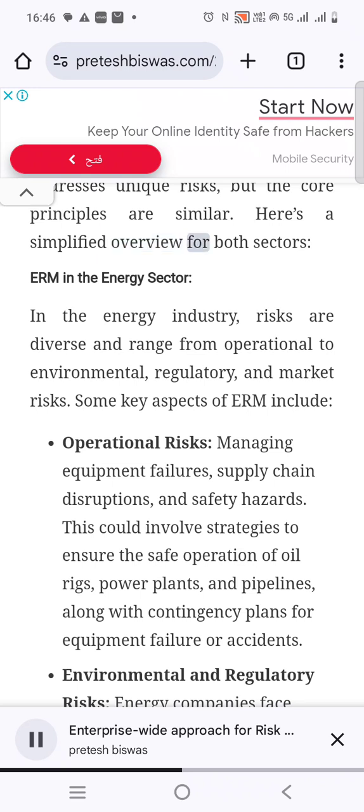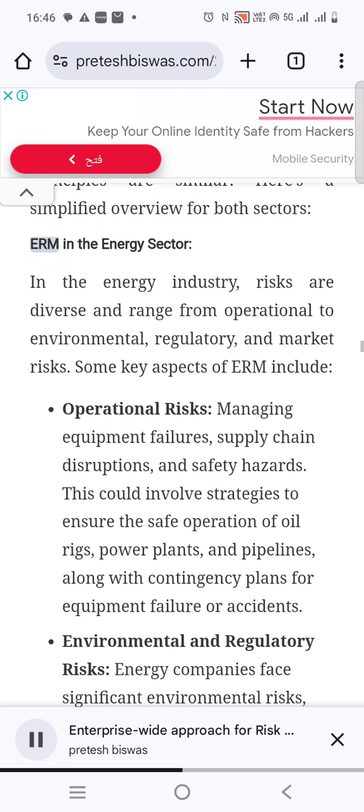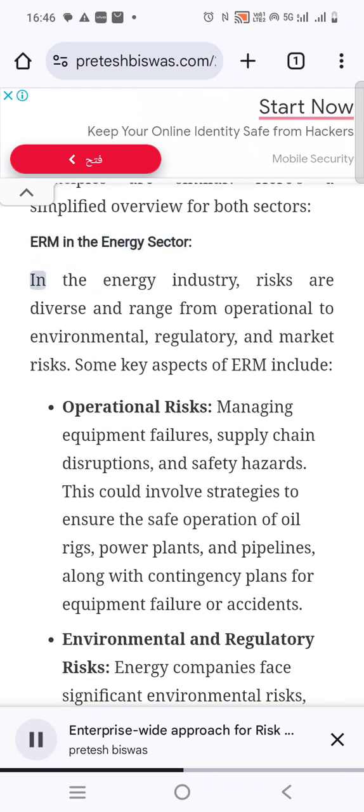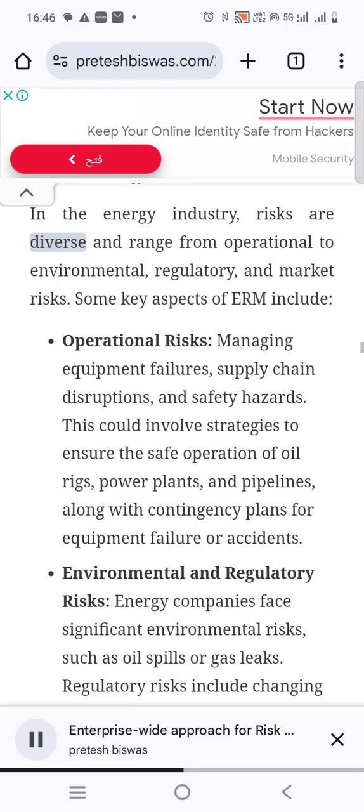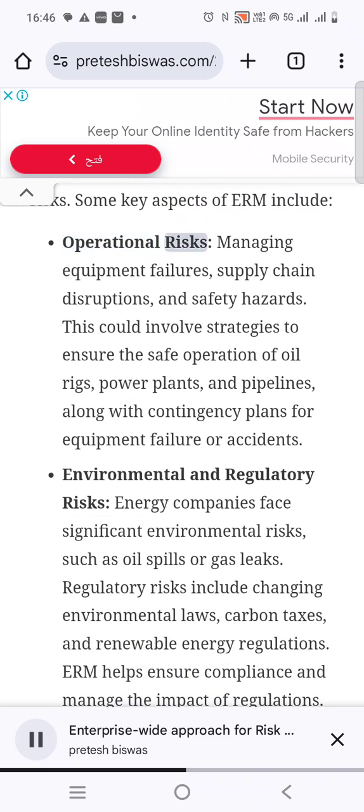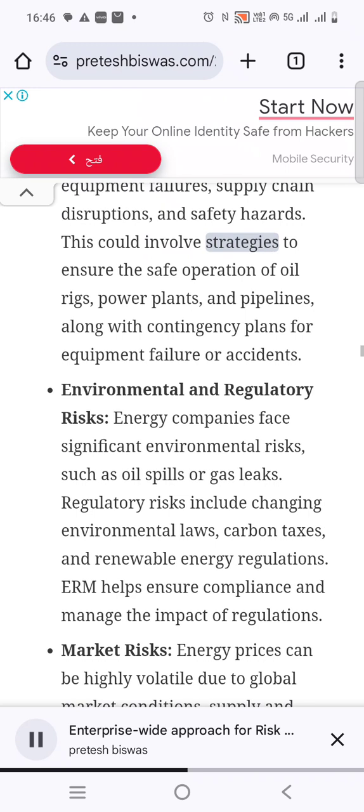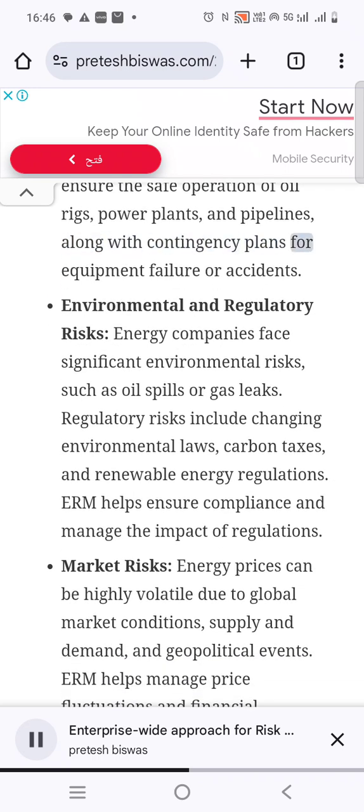Here's a simplified overview for both sectors. In the energy sector. In the energy industry, risks are diverse and range from operational to environmental, regulatory, and market risks. Some key aspects of risk management include operational risks, managing equipment failures, supply chain disruptions, and safety hazards. This could involve strategies to ensure the safe operation of oil rigs, power plants, and pipelines, along with contingency plans for equipment failure or accidents.